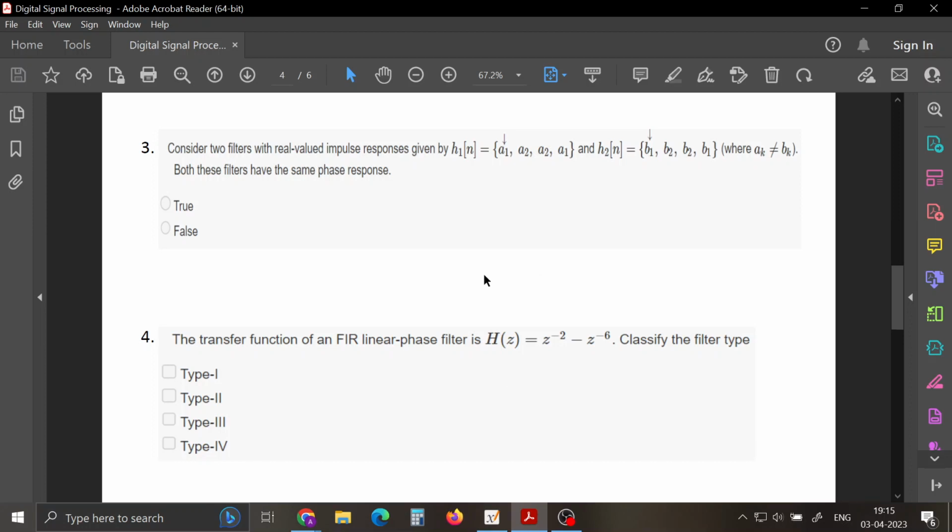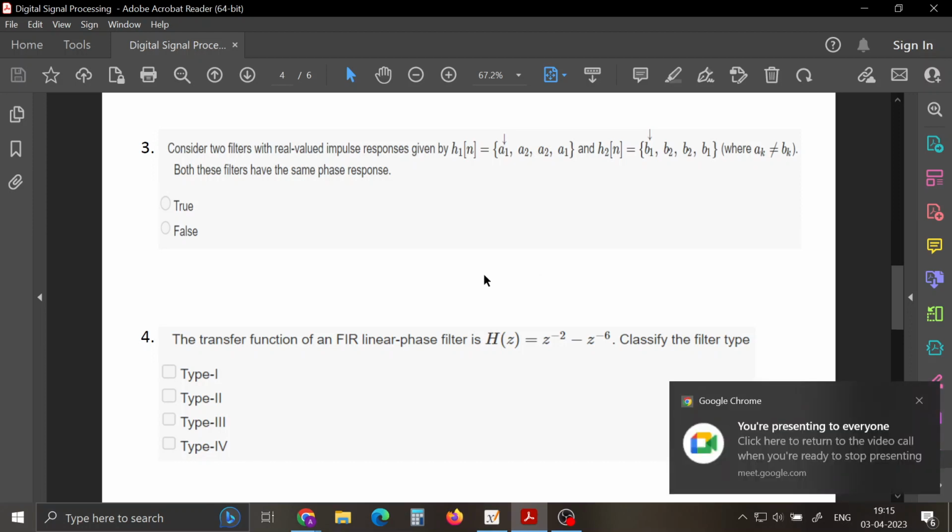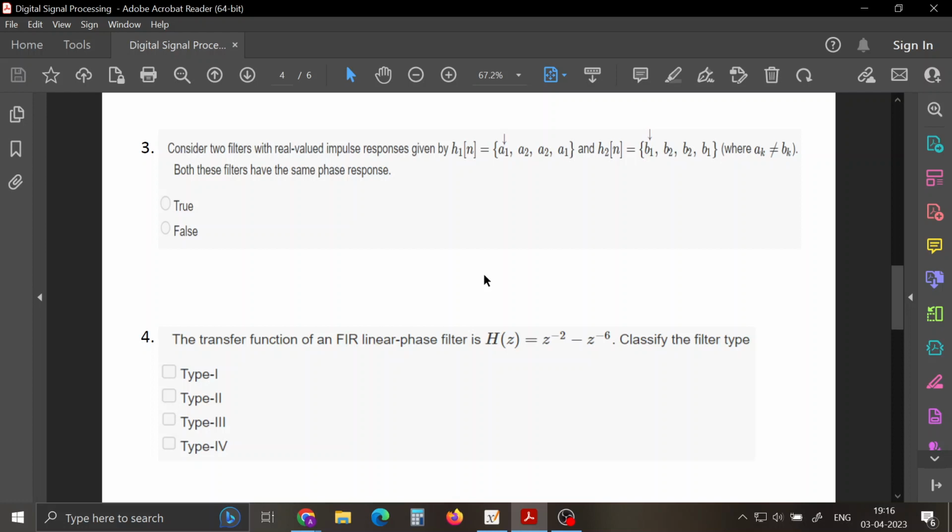So like I was saying, the phase response will be dependent only on the length capital N, and it is independent of the impulse response h of n. So we can have random coefficients in h of n, they can be different, as long as the lengths of the two sequences are the same, and as long as we have symmetry we will get exactly the same phase response. That's a fact.